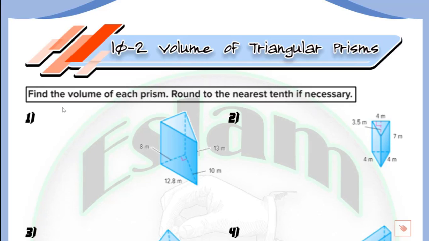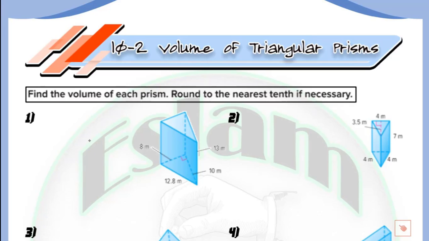What is the meaning of the height? The height is the length of the line segment joining the two parallel bases. Now we need to find the volume of a triangular prism. As we said before, the volume of any prism equals the area of the base multiplied by the height. Since we have a triangular prism, the base is a triangle. So to find the volume, we need to find the area of the base, which is the area of the triangle. After that, we will multiply it by the height.